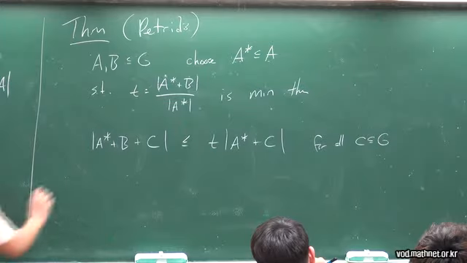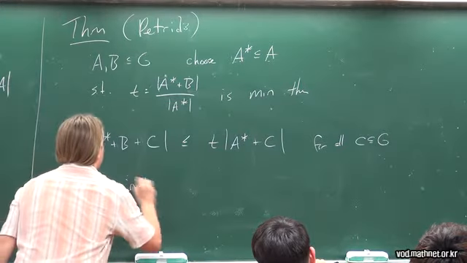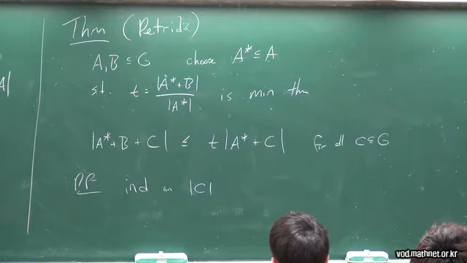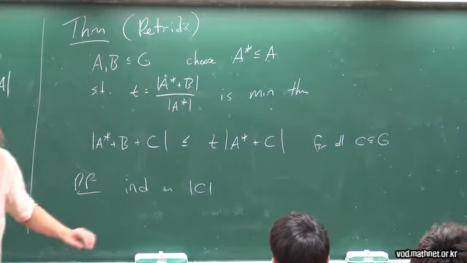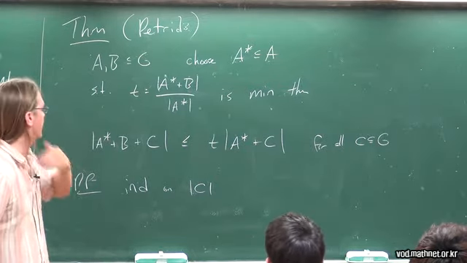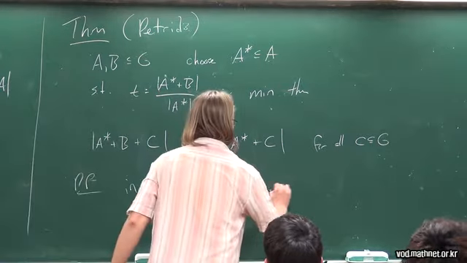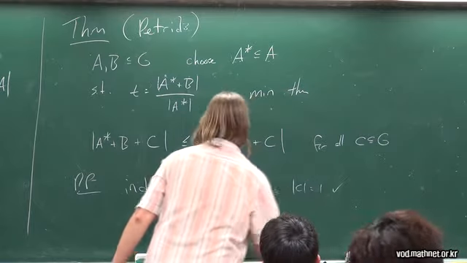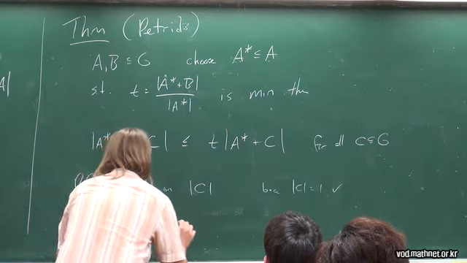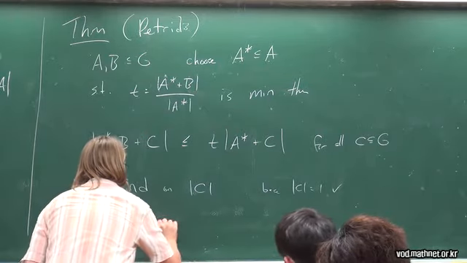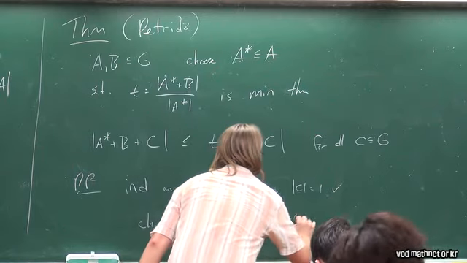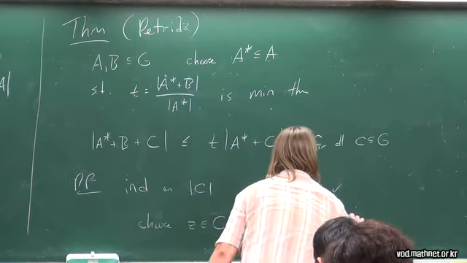Okay, so the proof is induction on the size of C. I want to be efficient with my time here. When C has size 1, this is trivially true. So for the inductive step, I can choose an element, say Z in C, and let C prime be C without Z.